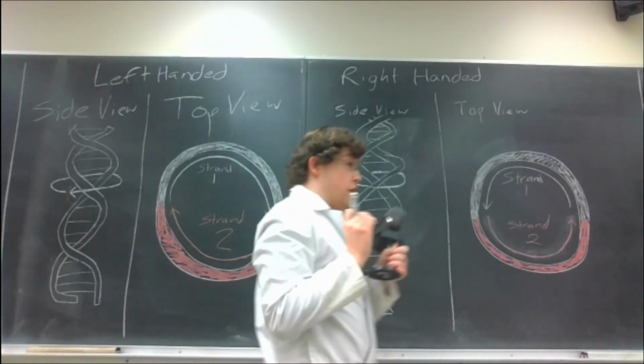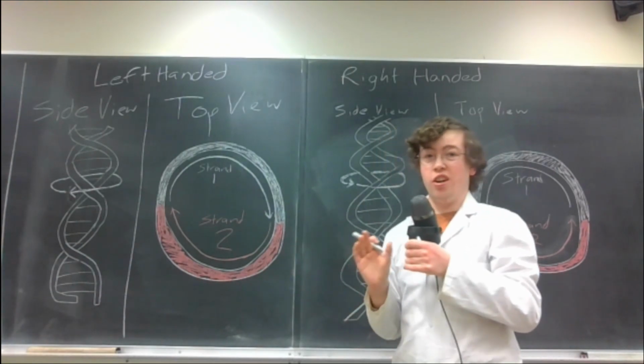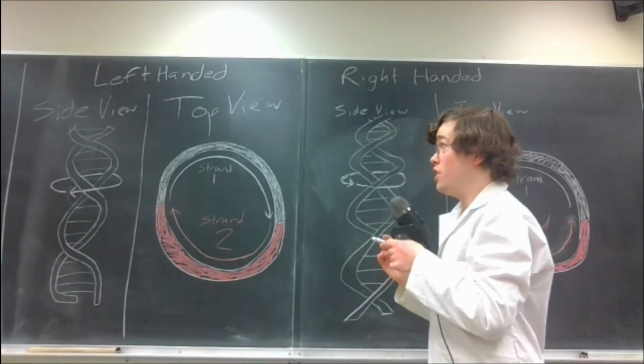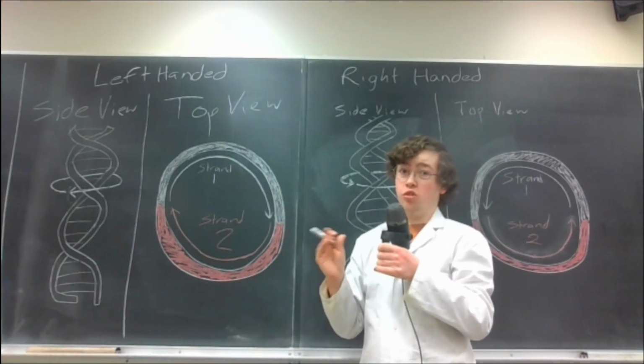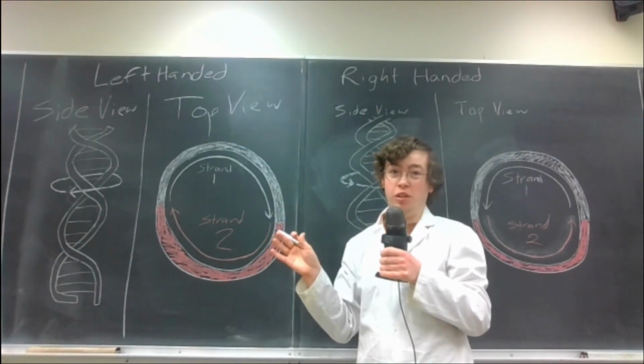There is such a thing as left-handed DNA, but it is extremely rare to find. You're not going to find any left-handed DNA in your own body. In fact, the conditions in which you find left-handed DNA are so rare, I can't even recall when you can find it. Just know it can't be found in the human body.